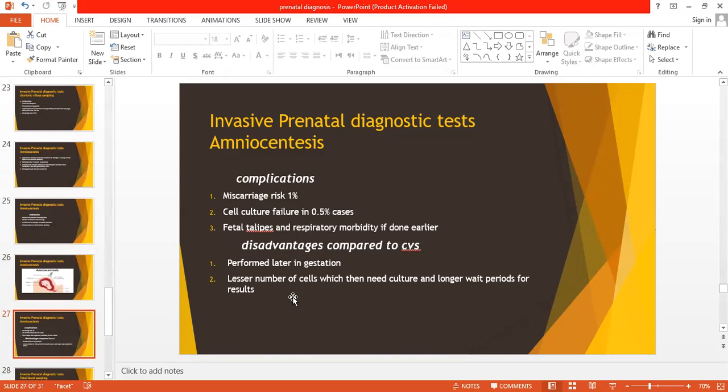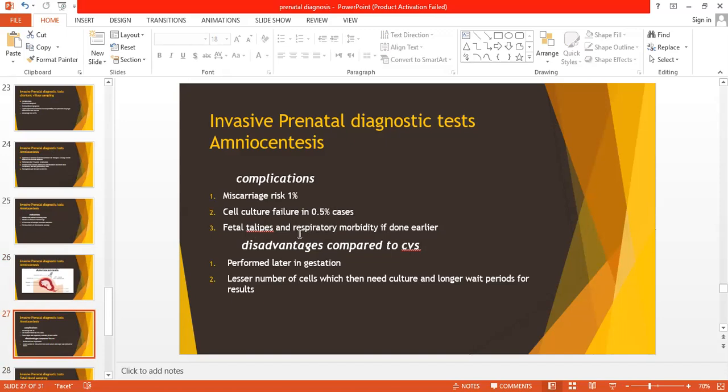Complications again are miscarriage risk, इसमें 1% है, cell culture failure, क्योंकि इसमें आप जब सैंपल लेते हैं तो आपके पास fetal cells कम तादाद में आते हैं, so you have to culture them, ठीक है? As compared to the chorionic villus sampling, जिसमें आपके पास बड़ा सैंपल आ जाता है, ठीक है? So there is still culture failure in 0.5% of cases, and you need to repeat the test. There is a risk of fetal talipes and respiratory morbidity if it is done earlier in pregnancy.